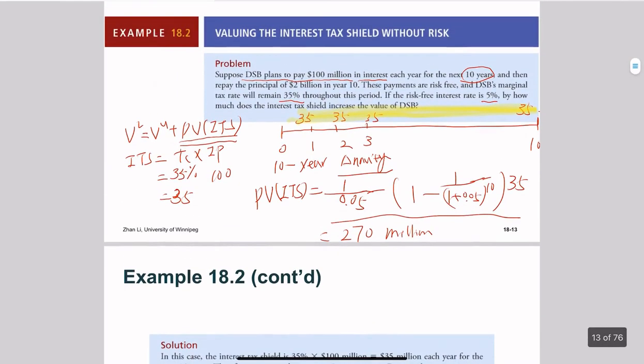So you can see that this is a very simple calculation, right? You just consider the 10-year cash flows of this interest tax shields as a 10-year annuity. Then you could use the annuity valuation formula to find out the present value of these 10 interest tax shields, right?